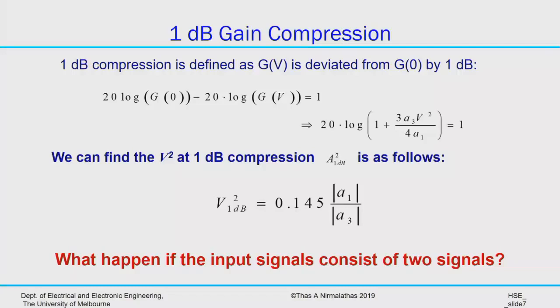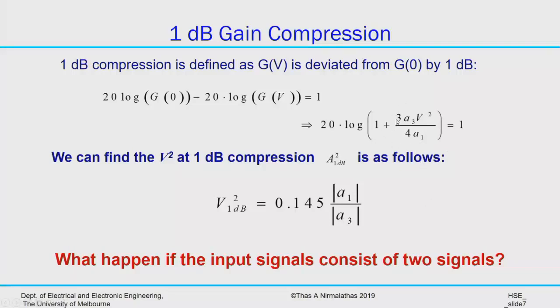So I'm just simply saying the linear gain, which is G of 0, which doesn't have a voltage dependent value, minus the instantaneous gain at a particular input voltage value, must be equal to, in dB scale, that's why I'm taking 20 log on both sides, 1 dB, all right? Therefore now I can rearrange this, and remember the log differences can be written as a ratio of G0 over GV, and that comes out to be this, equal to 1.